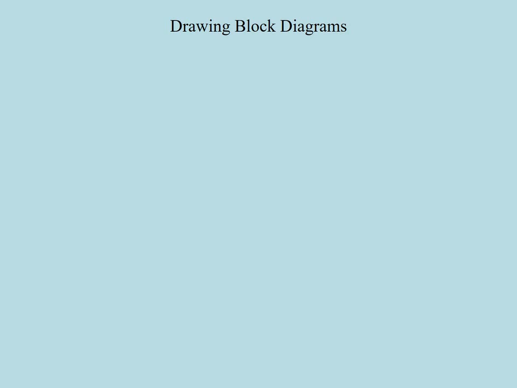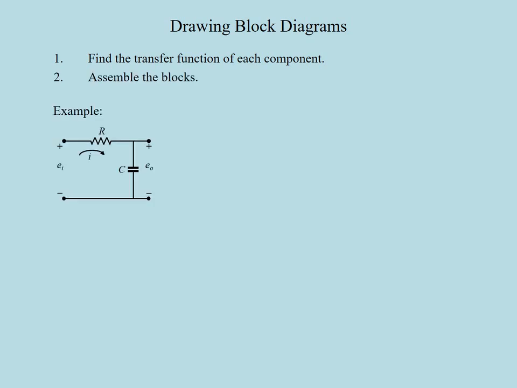Next, let us discuss briefly how we can draw and manipulate block diagrams. Whenever a physical system is given, drawing a block diagram of it involves two stages. 1. Finding the transfer function of each component, and 2. Assembling these blocks. Here is a simple electric circuit example. To draw the block diagram of this RC circuit with the input E sub I and the output E sub O, let us first derive the transfer functions of the components R and C.